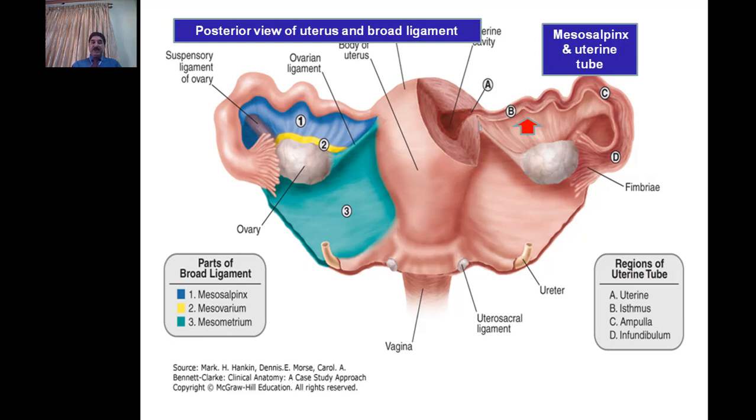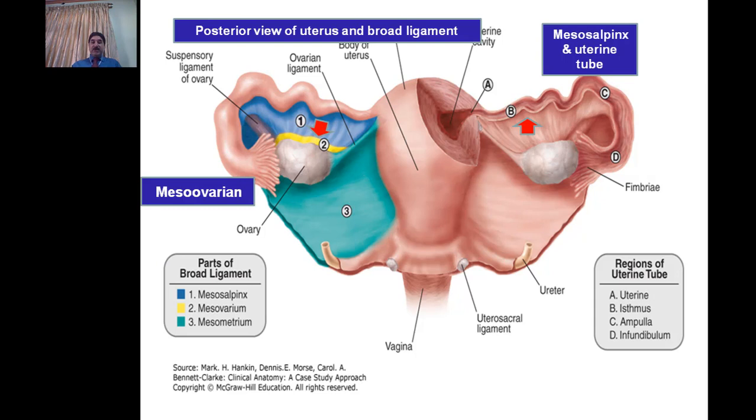Ovarian ligament is a ligament which supports the ovary. It attaches the ovary with the lateral wall of the pelvis. This ligament is enclosed in the posterior layer of the broad ligament. Mesoovarium, as shown by this yellow dotted line.